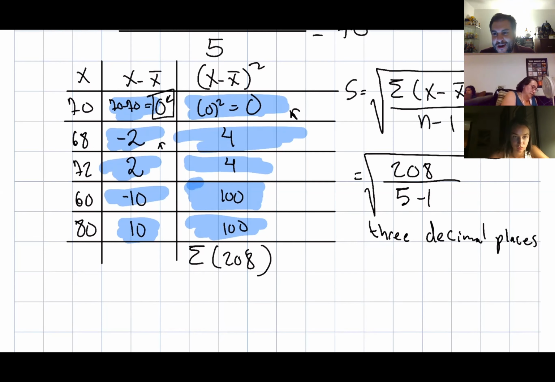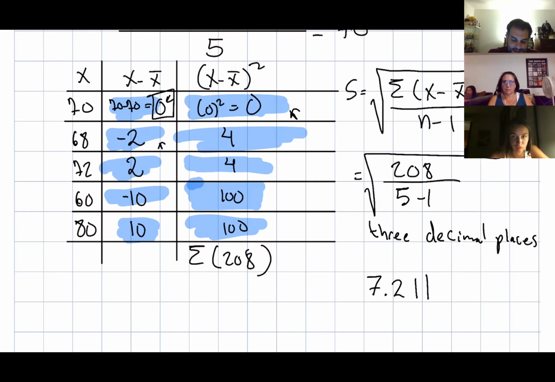All right. Good job with the answer. Remember, 3 decimal places. So you get 7.211. And that's how you do sample standard deviation.